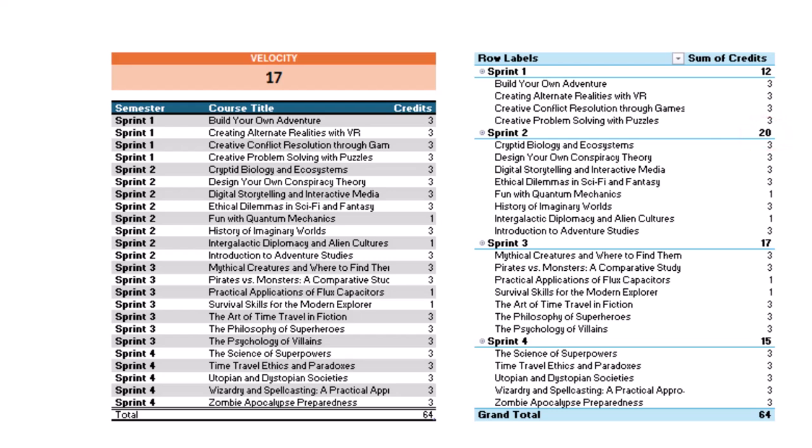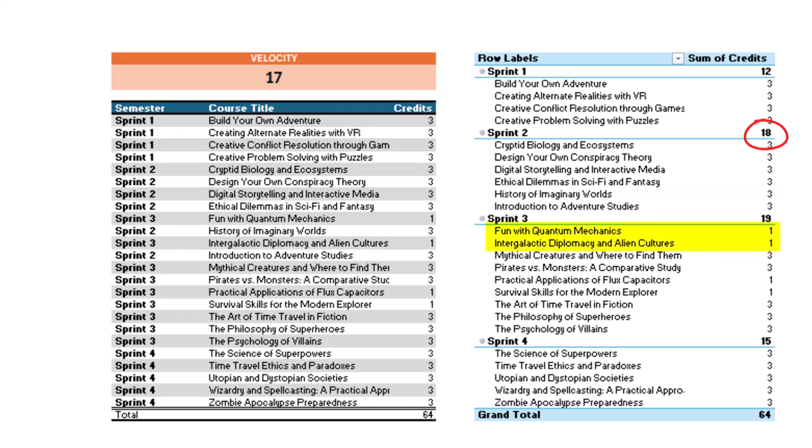What I'll have to do is either shift some lower priority courses into Sprint 3, or find another way to balance the workload. In this case, Intergalactic Diplomacy and Alien Cultures and Fun with Quantum Mechanics are 1-credit courses that can be shifted into the next sprint, lowering the current load to 18 credits, which is manageable even if slightly over my velocity. So now, Sprint 2 consists of 18 credits, including the carried over cryptid biology and ecosystems. Once again, I aim to complete this sprint within the semester, keeping up with my progress and managing any potential scope creep.